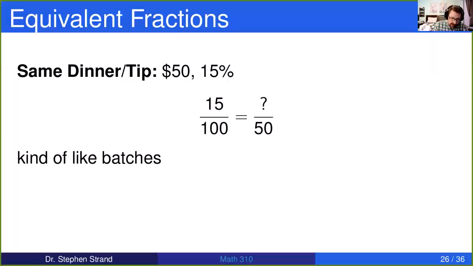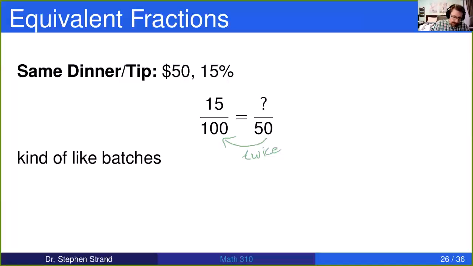This 50 goes into 100 twice. So you can kind of think of, we would need 2 batches of whatever that 50 part is to get 15 out of 100. So what would we need 2 of to make 15?